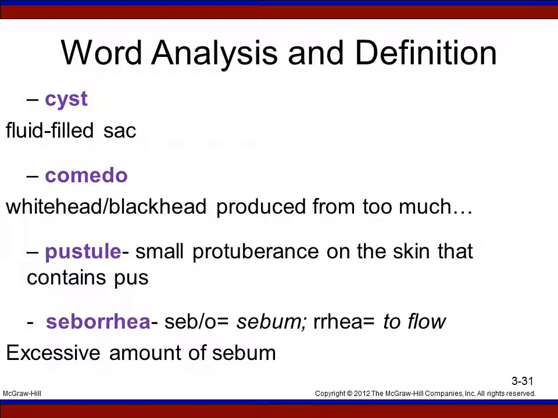It's its own little sac. A comedo is a medical term for the whitehead or blackhead that we just saw with acne produced by too much sebum production. Pustules are very similar to blisters, but where blisters generally contain a clear fluid, pustules tend to contain pus, which is really just a collection of dead cells.